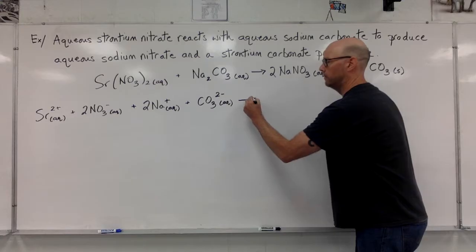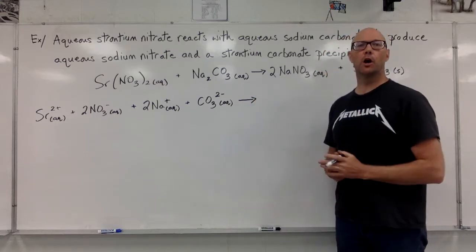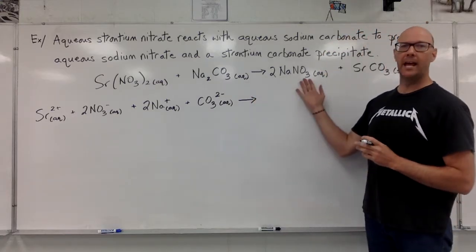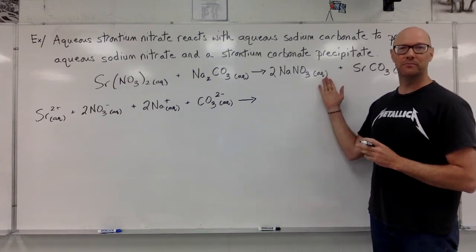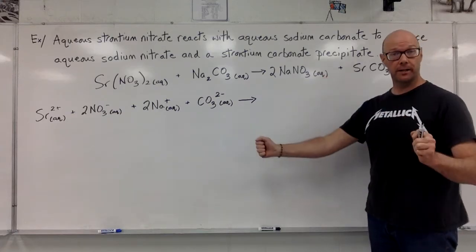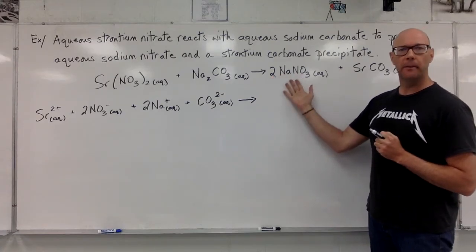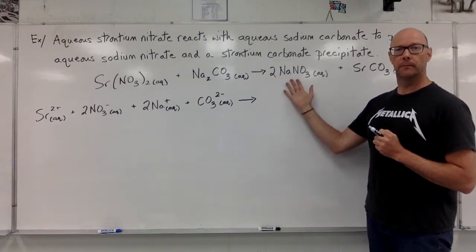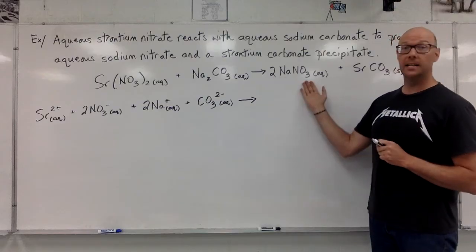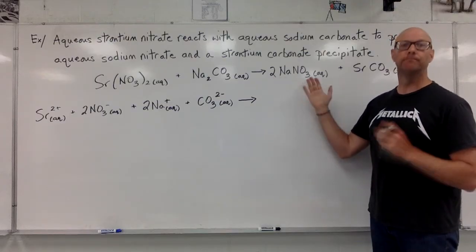That takes care of the reactants. Moving on to the products. I have 2 NaNO3 aqueous. It's aqueous, it's separating into its ions. It's 2 NaNO3. How many sodiums are represented here? 2. How many nitrates are represented there? Also 2.